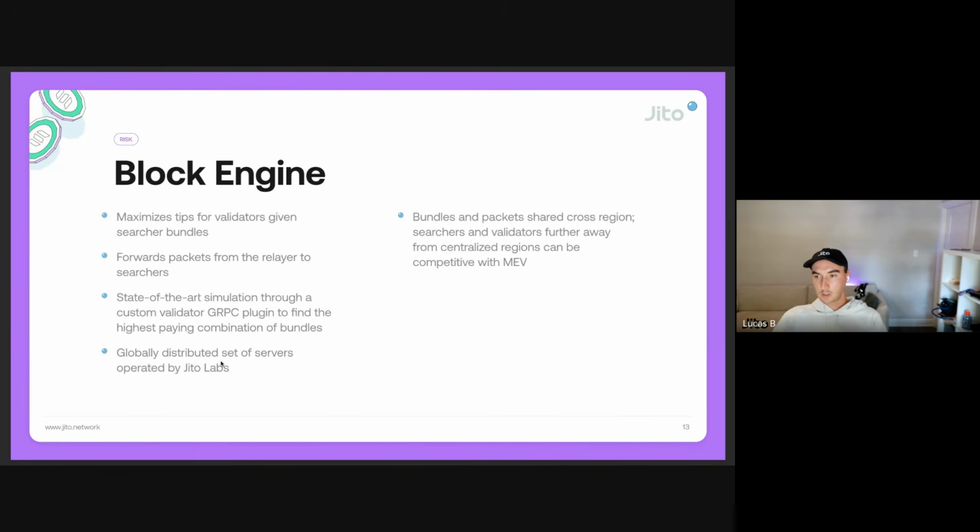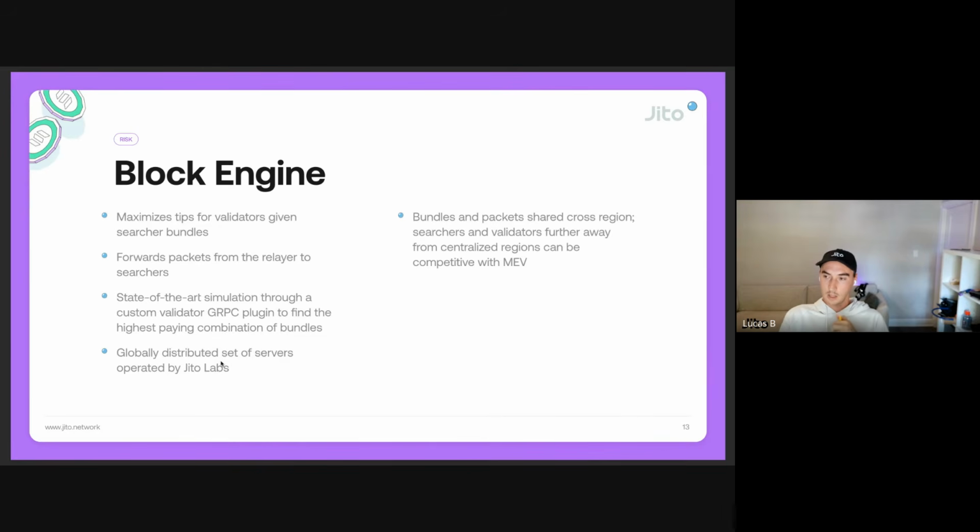So essentially, the relayer will forward packets to the block engine. In the block engine, every searcher has their own subscription of what they're interested in. Some searchers only run liquidations, so they're only subscribing to protocols that have liquidations. Some are just running arbitrage, so maybe they subscribe to all the DEXs and AMMs and things like that. And essentially the block engine will filter that out and make sure that those packets are routed to the right place. Searchers can submit bundles back to the block engine.